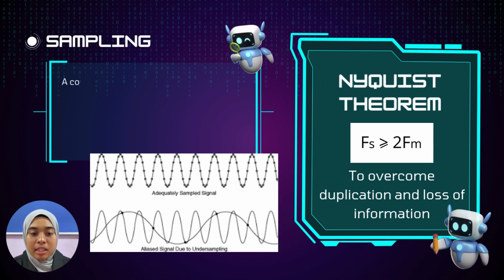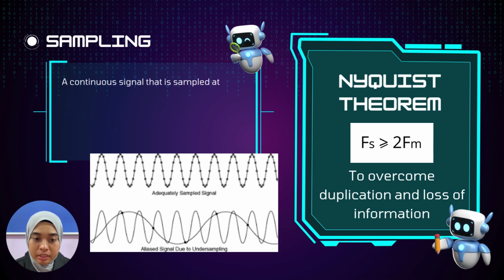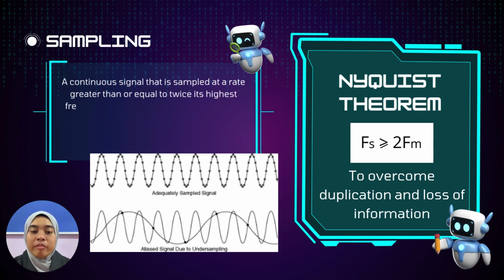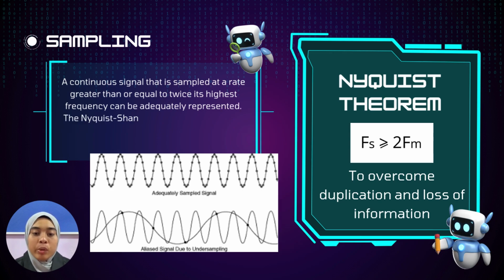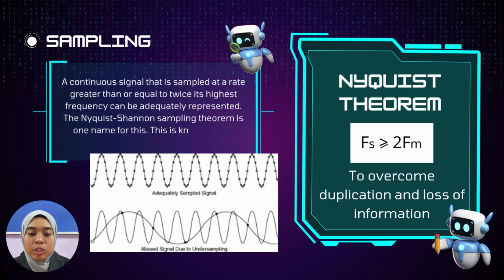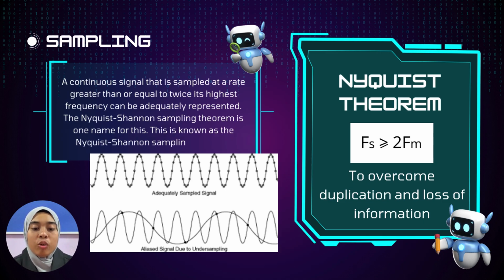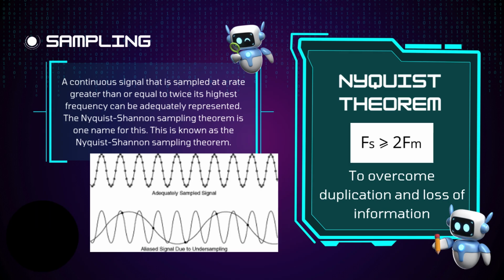Next is sampling. Sampling converts the analog signal into discrete form by obtaining samples of the information signal. But this process must follow the sampling theorem, which is Nyquist's theorem. This sampling theorem states that a continuous signal that is sampled at a rate greater than or equal to twice its highest frequency can be adequately represented. From the picture, we can see the difference between an adequately sampled signal and the aliased signal due to undersampling. Based on Nyquist's theorem, which has shown the formula, it is to overcome duplication and loss of information.